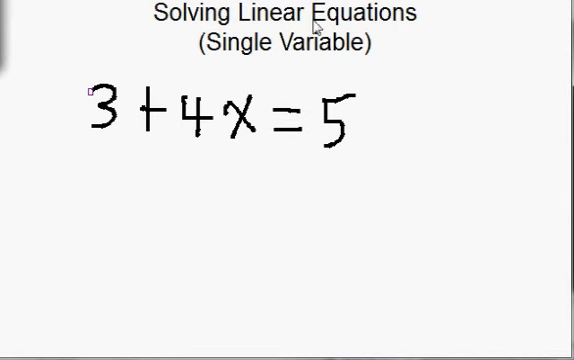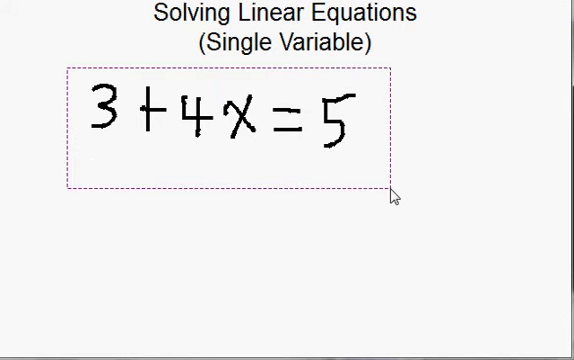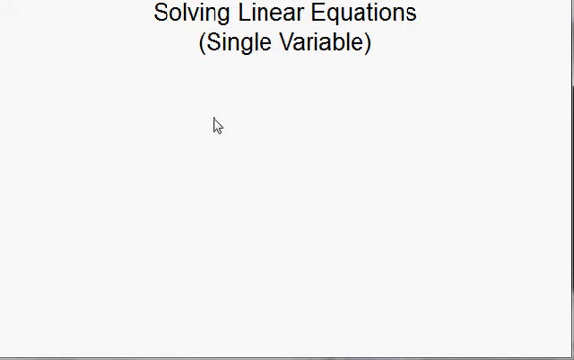That's a linear equation. And single variable means that we only have one variable, and we want to solve this equation, figure out what x is. So let's start with an easier example, actually. Let's say we have the equation 4x, that means 4 times x, remember, equals 20.